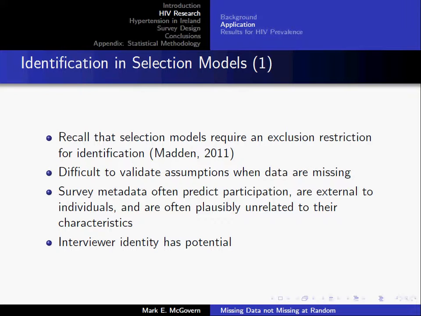So we can actually test in the data whether the interviewer you get affects whether you take the blood test or not, and it almost always does. In fact, I've never seen a case where it doesn't. But we can't validate this second one empirically. So is it reasonable that the interviewer that you are assigned to is unassociated with your unobserved characteristics? Here, in particular, your propensity to be HIV positive.